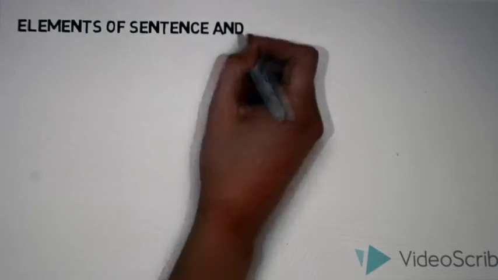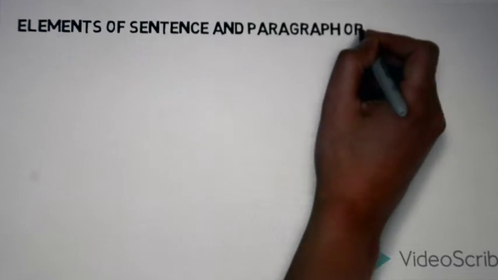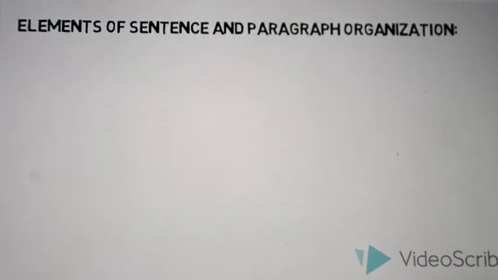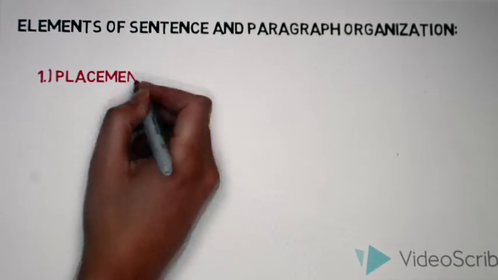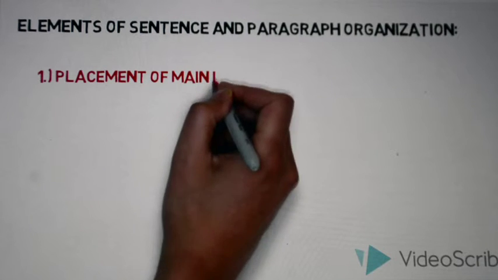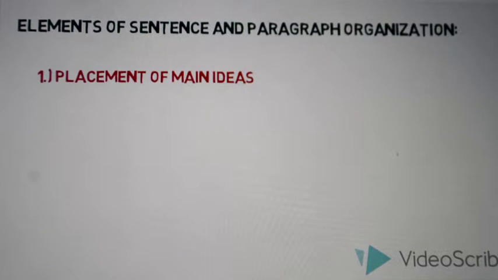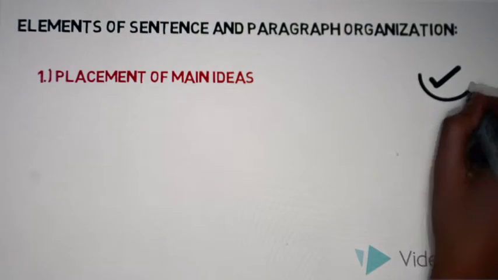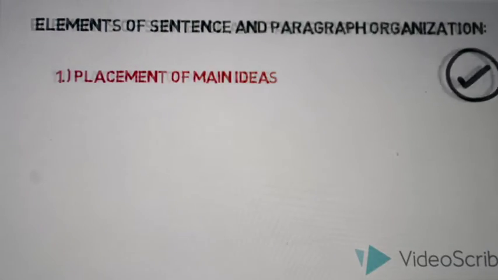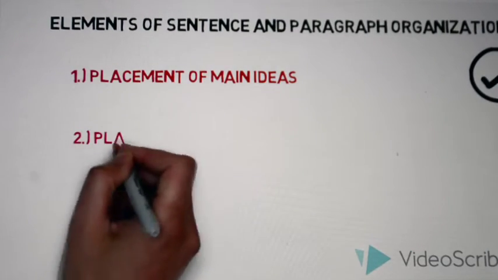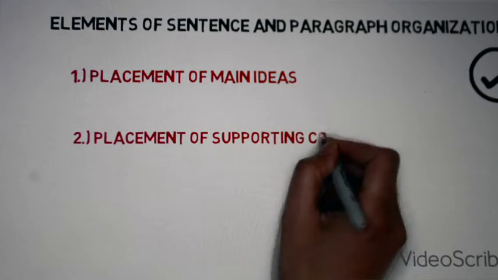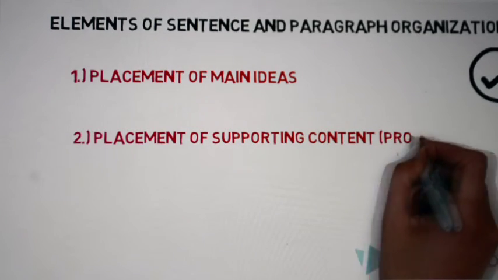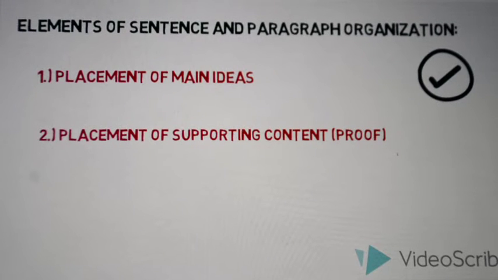So when it comes to writing sentences and paragraphs, there are certain elements that go to create this specific type of organization. You're going to want students to know where to place the main ideas of their paragraph or sentence. You're going to want your students to know where to place the supporting content of the paragraphs and sentences. That would be like proof, citations, anything like that.